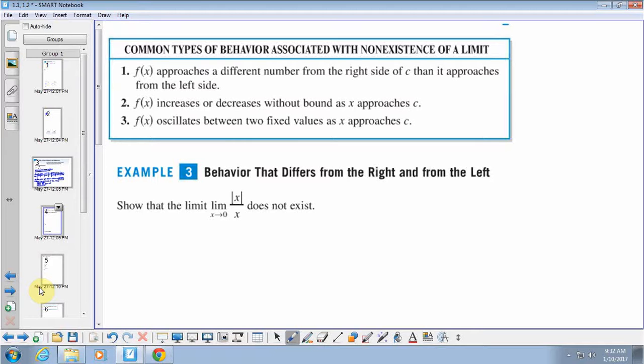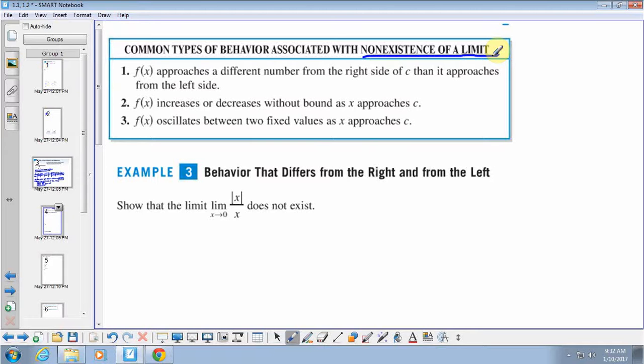Okay. So we just said we're approaching 0.25 from both sides. That limit will exist. But what happens if the limit does not exist? Number one, f of x will approach a different number from the left than it does from the right. So before, we were approaching the same number, 0.25. But if you approach a different number from the left than you do from the right, the limit doesn't exist.